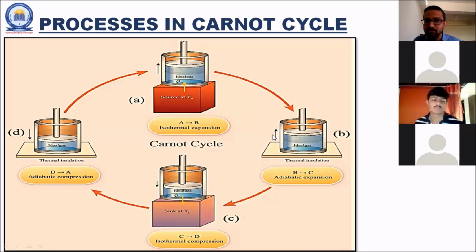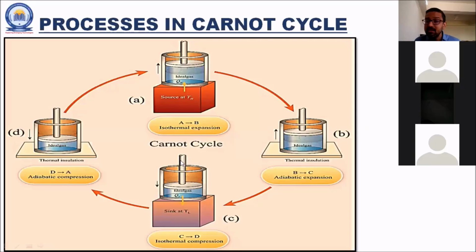Okay, fine. Thank you all. So these two processes are clear, that is the isothermal expansion process, and second one, that is the adiabatic expansion. Now let us understand the third process. In this process, the name is isothermal compression process.